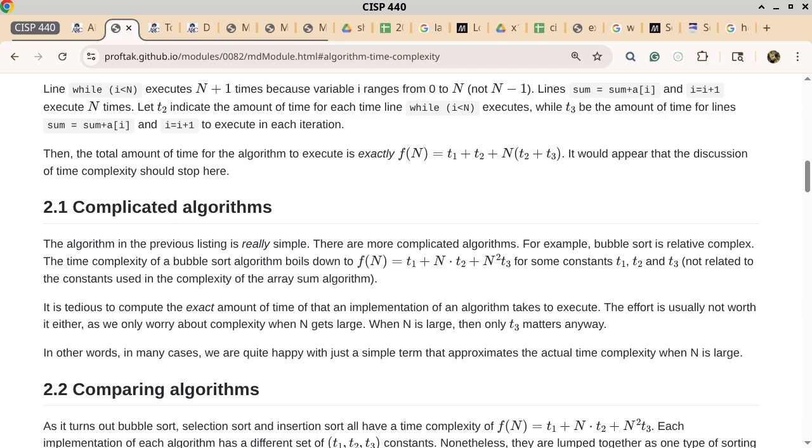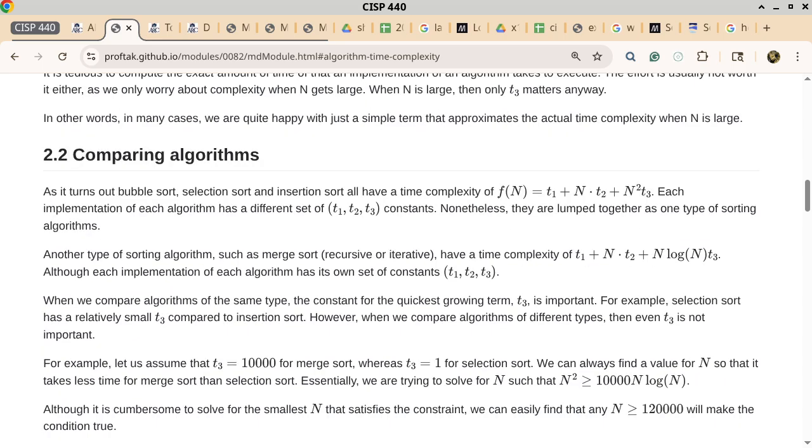All right. So what do you do when you compare algorithms? We can have bubble sort pitted against, say, selection sort. When you pit bubble sort against selection sort, the T1 would be different, the T2 would be different, and the T3 would be different. But it still looks like this. We good so far? All right. What if you are to compare bubble sort against, let's say, merge sort? Merge sort has an n log n complexity.